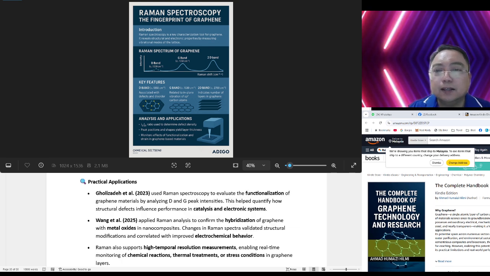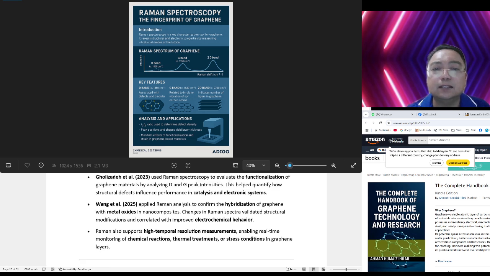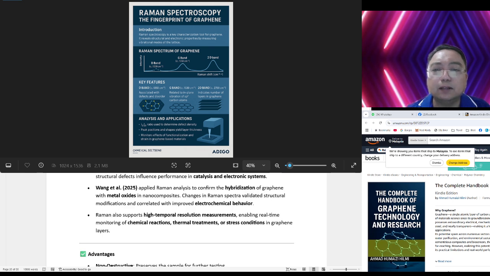Practical applications. Lize et al., 2023, used Raman spectroscopy to evaluate the functionalization of graphene materials by analyzing D and G peak intensities. This helps quantify how structural defects influence performance in catalysis and electronic systems. Wang et al., 2025, applied Raman analysis to confirm the hybridization of graphene with metal oxides in nanocomposites. Changes in Raman spectra validated structural modification and correlated with improved electrochemical behavior. Raman also supports high temporal resolution measurements, enabling real-time monitoring of chemical reactions, thermal treatments, or stress conditions in graphene layers.